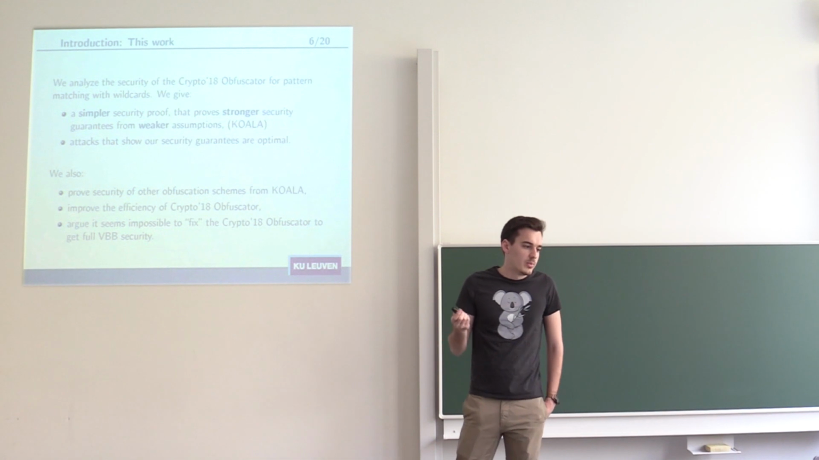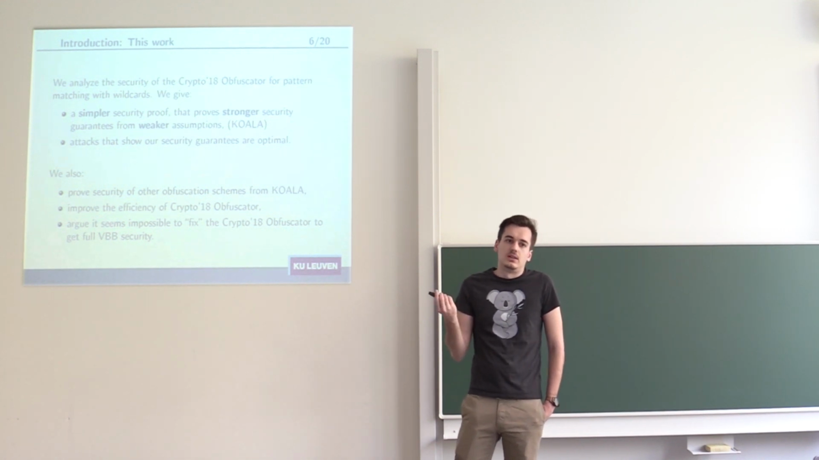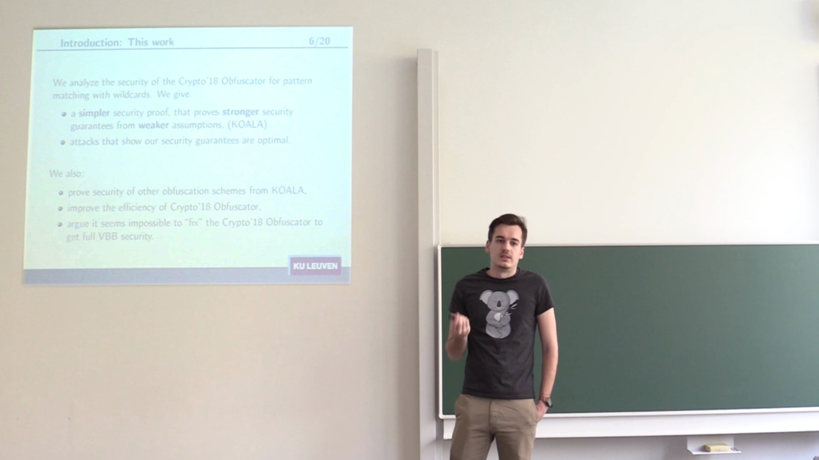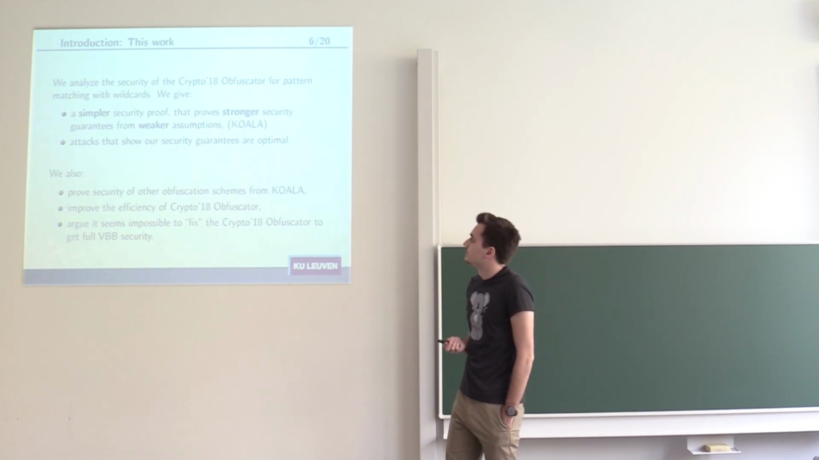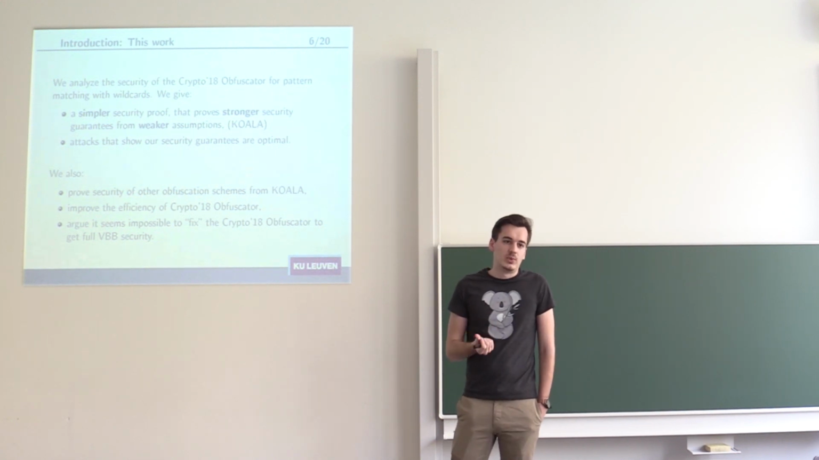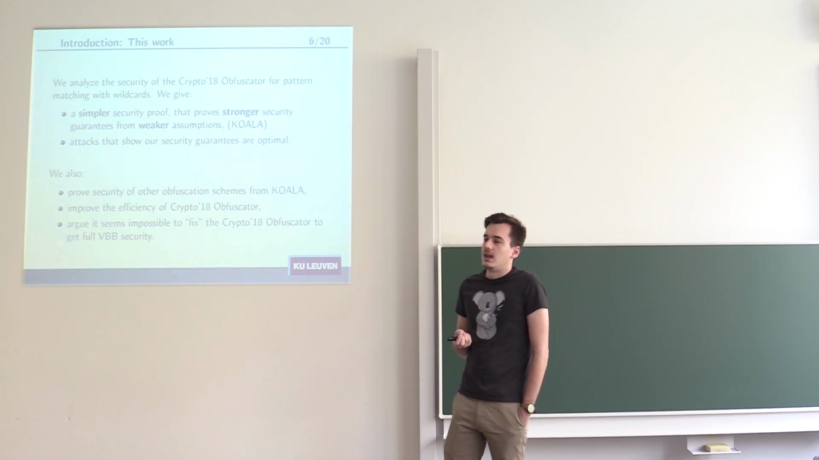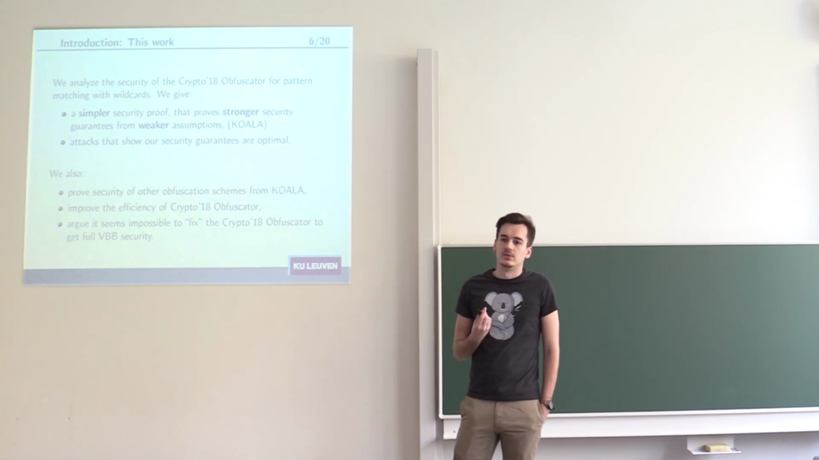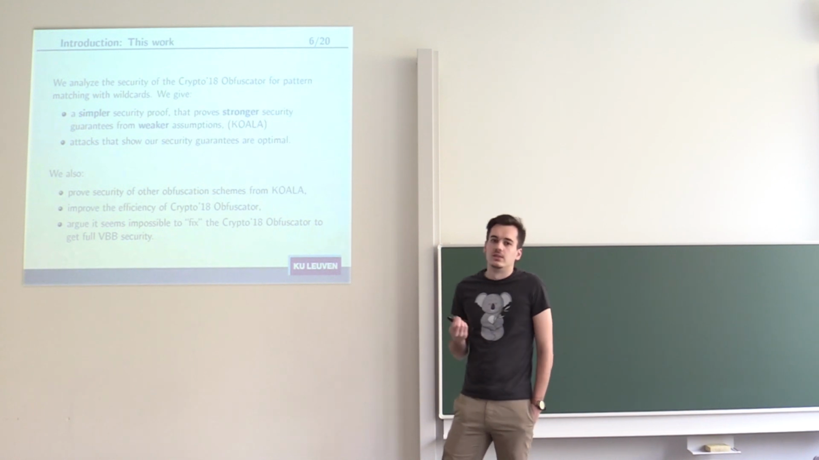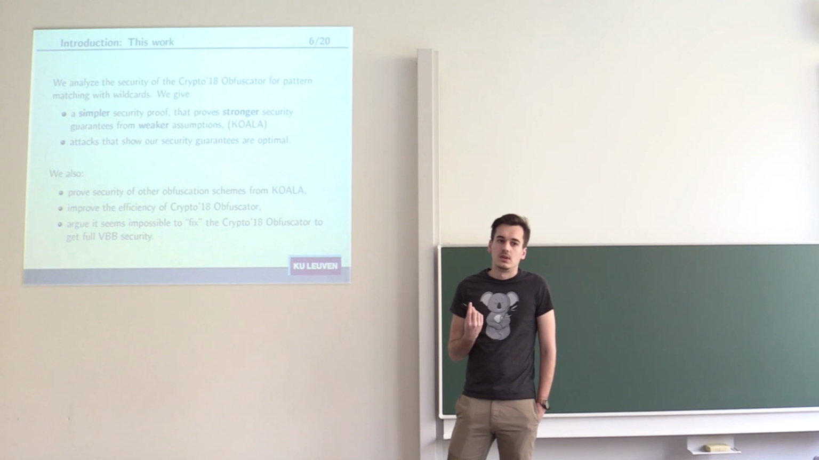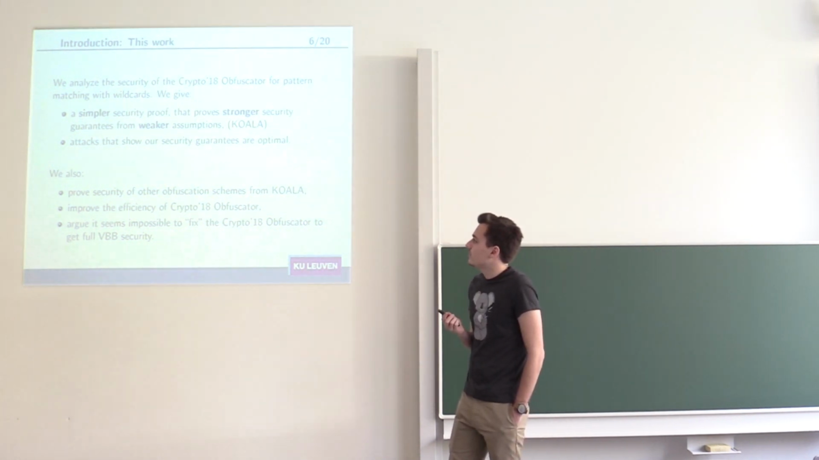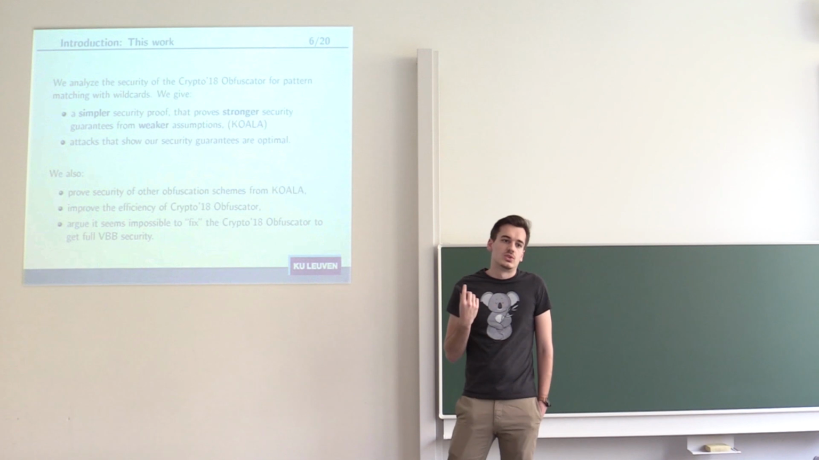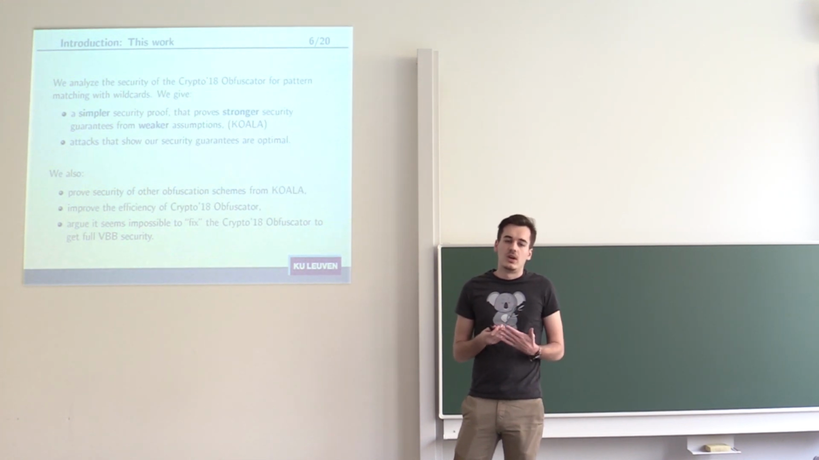Okay, so in our paper, we analyze a previous construction that was presented at Crypto last year. And we give a much better security proof. It's simpler, we prove stronger results, and we use weaker assumptions. Actually, it's a new assumption that we introduce, and we prove that it's weaker than the generic group model, which is the assumption that was used in the original paper. And we also give attacks that show that the security results that we prove are actually optimal.